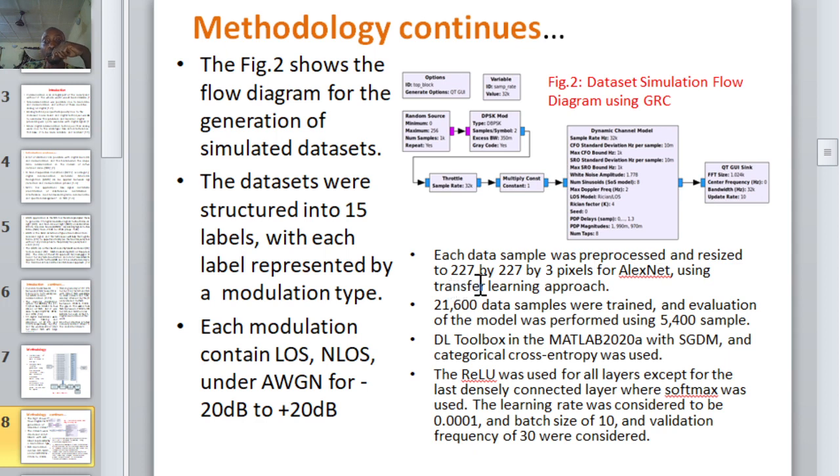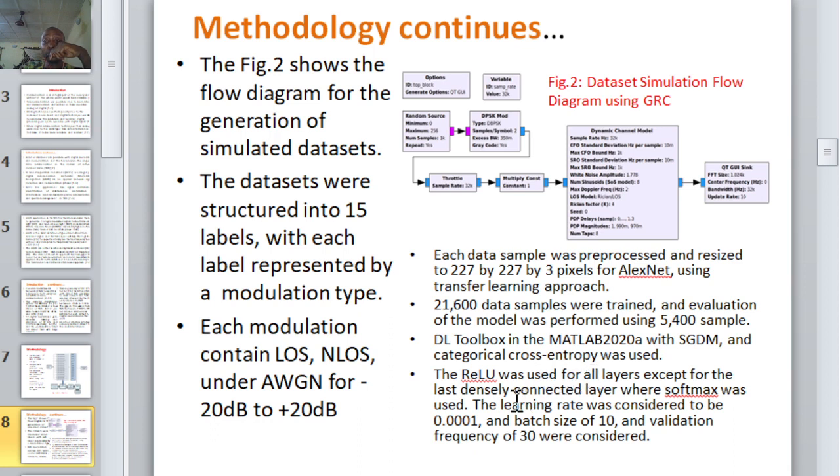227 by 227 by 3 pieces of AlexNet data input was considered using the transfer learning approach. And above all, 21,600 data samples were trained. An evaluation of the model was performed using 5,400 samples. The Deep Learning Toolbox in MATLAB 2020a was also considered for this work, and there we considered the stochastic gradient descent with momentum, and categorical cross entropy was equally used.